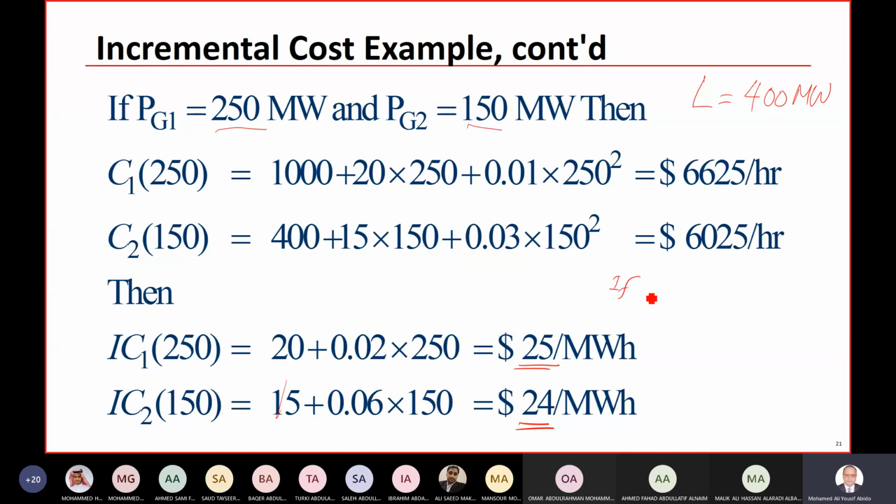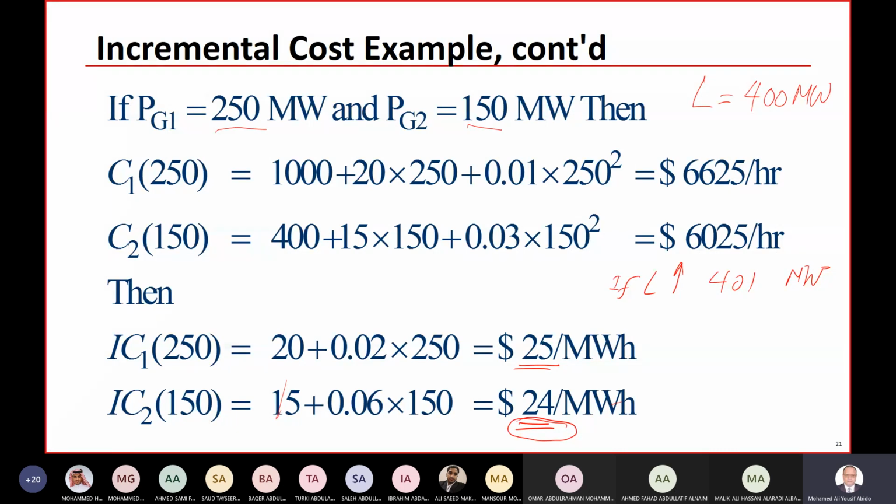If the load increases to 401 megawatt, assume that the load increases by 1 megawatt. So this 1 megawatt, you will generate it from where? Generator 1 or generator 2? Generator 2. Why? Because it's cheaper at this level of generation. At this level of generation.